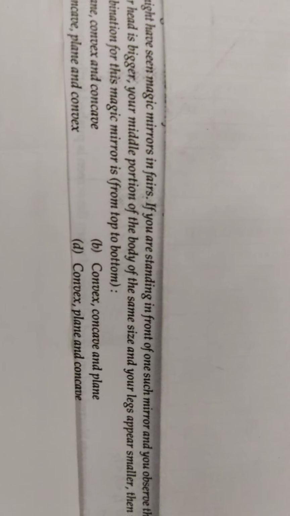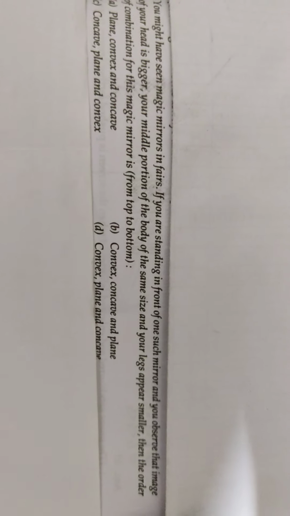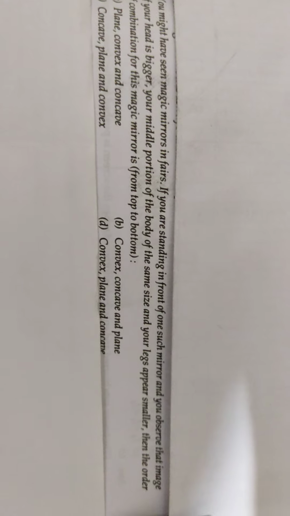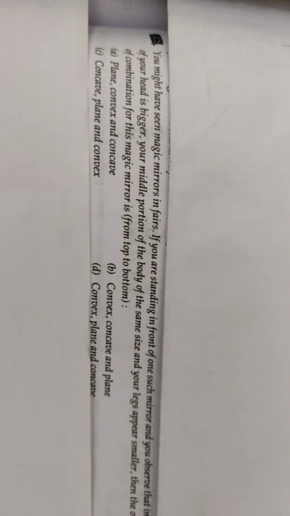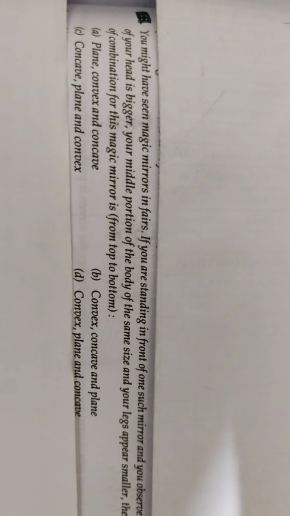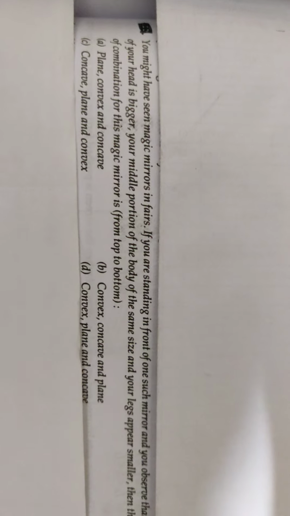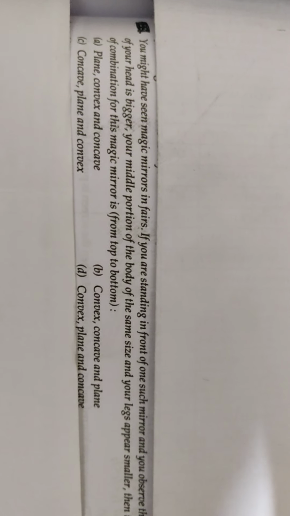So here the question is related to the magic mirrors that we have in fairs, where when we look into the mirrors, our image looks very odd. You know, head of different size, middle part of body of different size, and legs of different size. And they have mentioned that your head is bigger in size, middle portion is of same size, and legs appear smaller. Then you have to select the combination of the mirrors in this order from top to bottom.